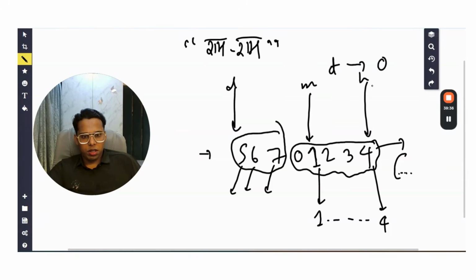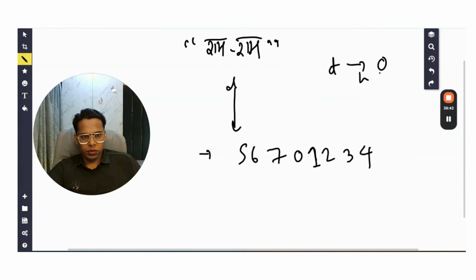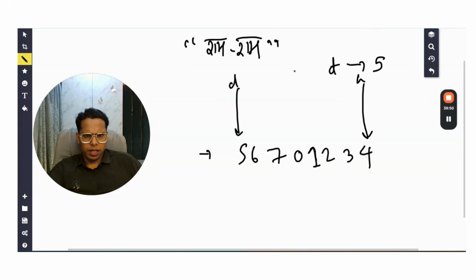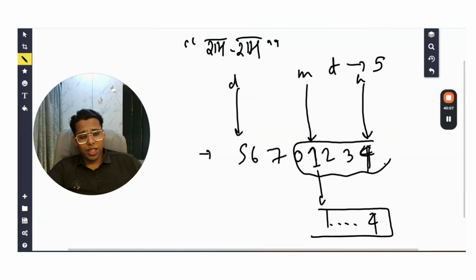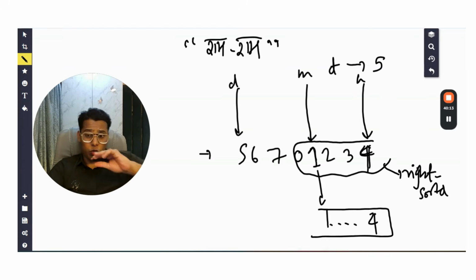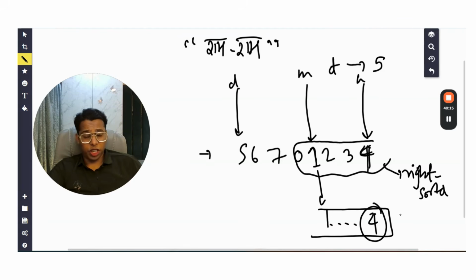Now it's interesting. If target was 5, this would be low, this would be high, and this would be mid. You know that 1 is in the left hand side part. You can just check this. Yeah, it is in the left hand side part. So you know that everything from 1 to 4 is in the right sorted part. You know that 4 is the largest number here.